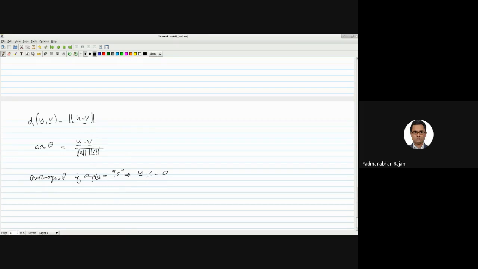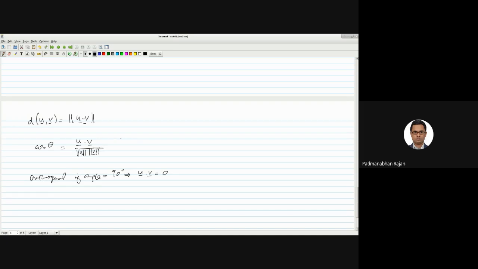So now, to find the distance between two vectors, we find the difference and take the norm of that. And cos theta, I mean the angle between two vectors, can be found by taking the dot product and normalizing it by the product of the two norms. And we also found out what is orthogonal. So we have summarized this.